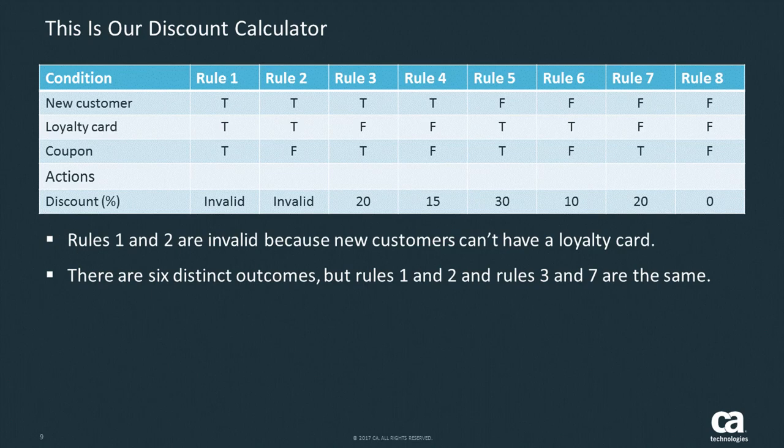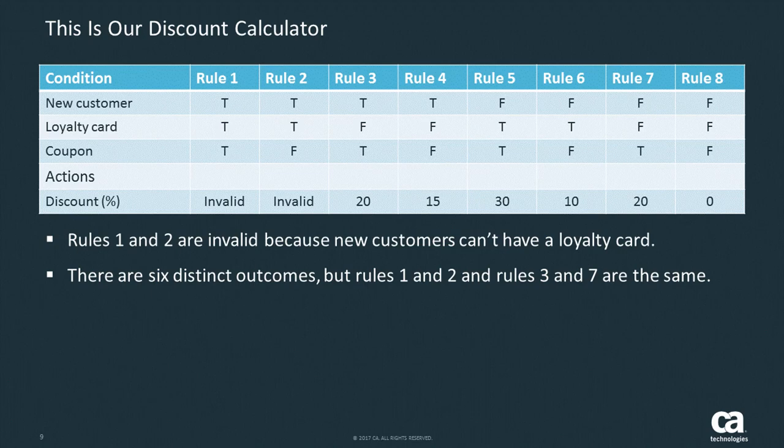And you can see there's also a duplicate outcome or action on rules 3 and 7. They both result in a discount of 20%. So in fact, there are 6 distinct outcomes in this table, but there are 8 rules being implemented.